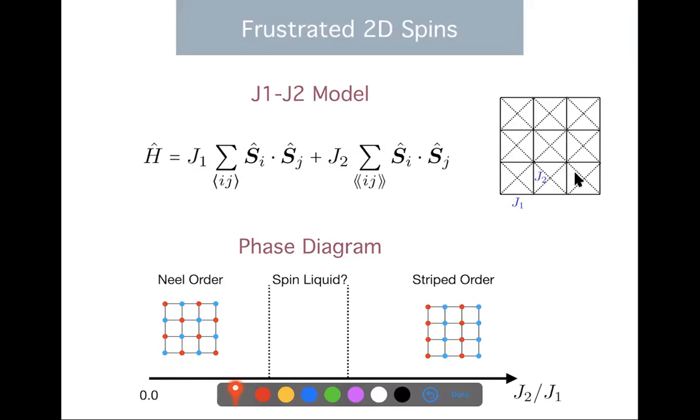Yes. Okay, so I was saying that this spin liquid phase would be a disordered phase of matter of these spins, which contrasts with the ordered cases where, for example, when J1 dominates, you have this kind of ordering. Or when J2 dominates, you have this other kind of ordering, stripe ordering on the vertical or the horizontal line.